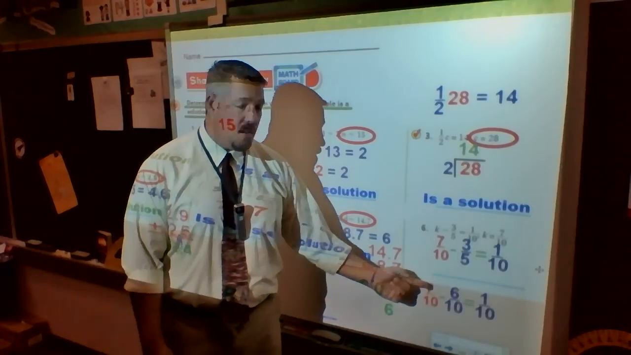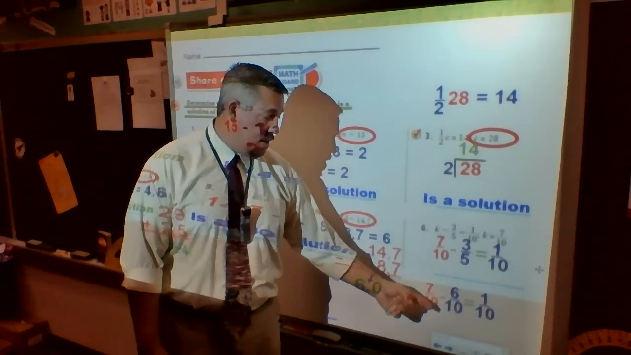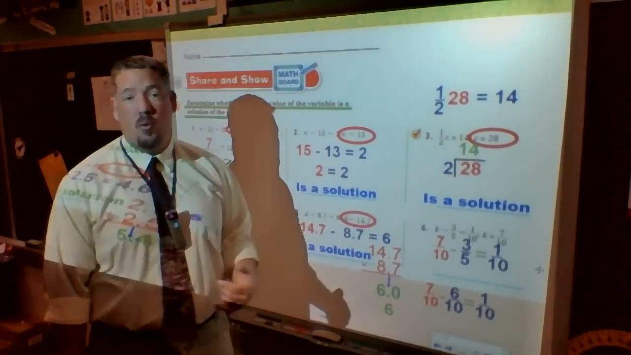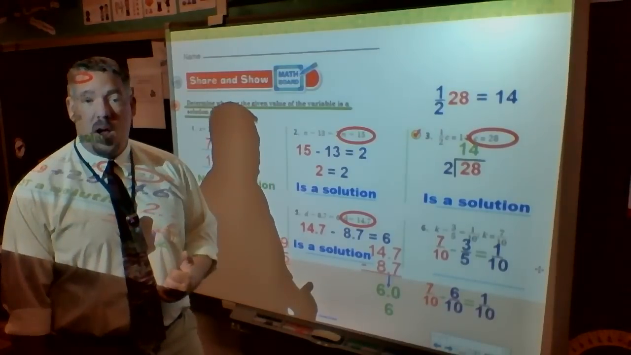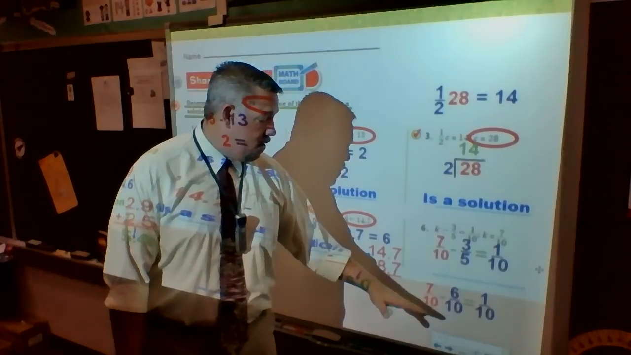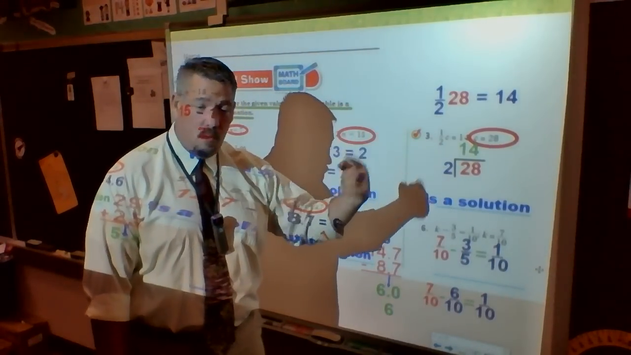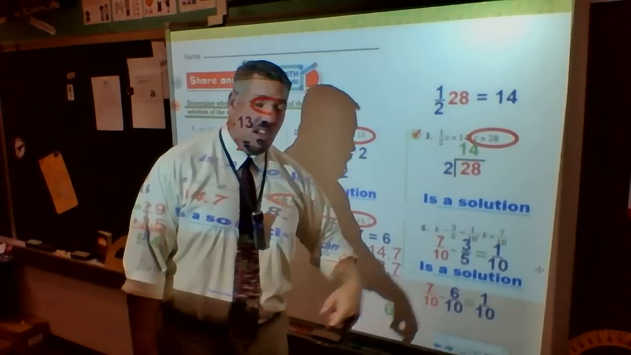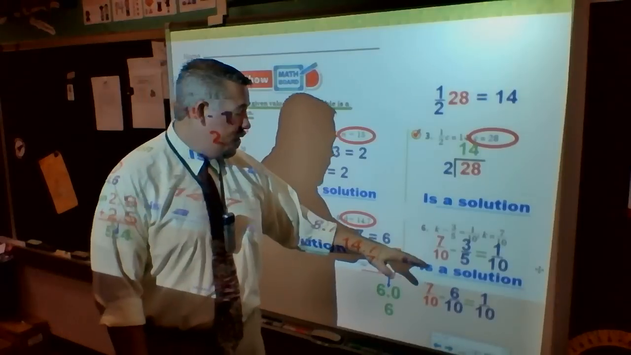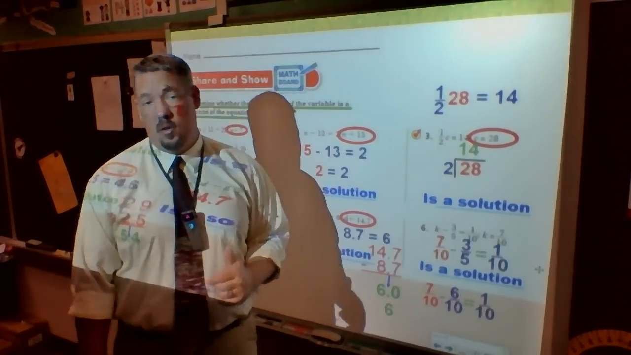So now I'm going to have 7/10 minus 6/10. That's going to be equal to 1/10. Now I can subtract. I have the same denominator, so I keep it. My numerator, 7 minus 6, is 1. 1/10 is equal to 1/10. So I know this is a solution.